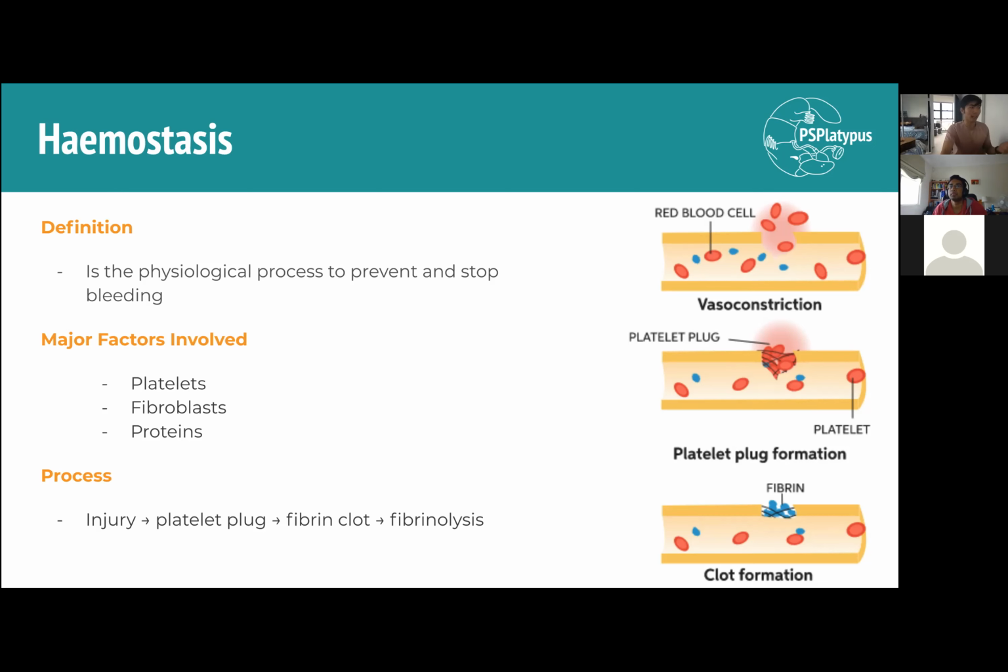And the major factors involved are platelets, fibroblasts, and coagulation proteins. The basic process in which a clot forms and then dissolves and disappears is that an injury occurs, a platelet plug forms, and then this is reinforced with fibrin. Once the wound has healed, the clot is dissolved by fibrinolysis, and then we return to normal function.